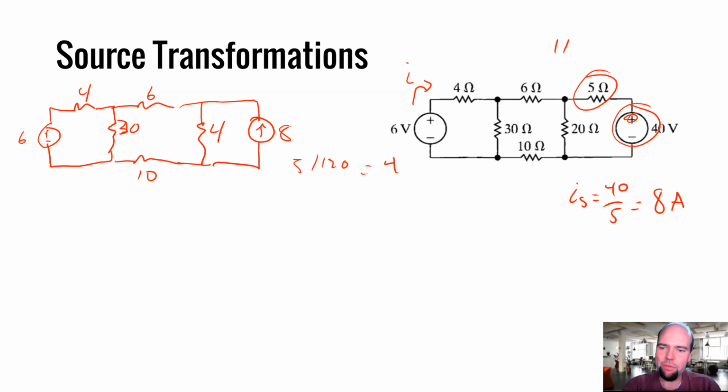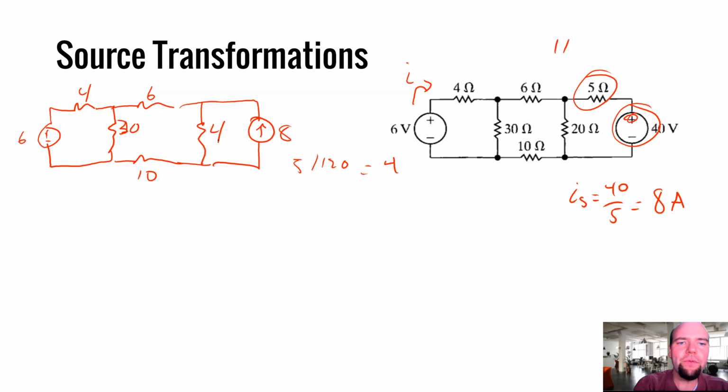Now, this is, again, where people tend to get too excited about, I got a bunch of resistors, I can simplify them. No, right now, this simplified circuit, there is nothing in series or parallel that we can simplify. So there's no more simplification we can do. And so what does that mean for us? Source transformation, one more time.